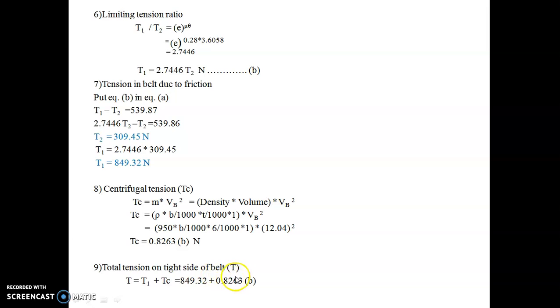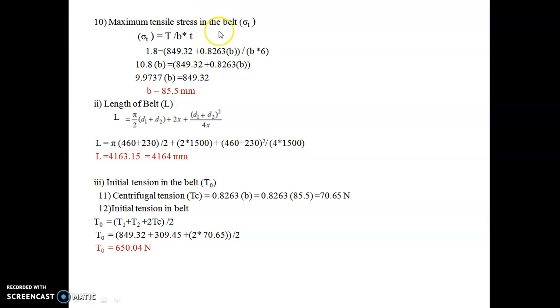The total tension on the tight side will be equal to T1 plus Tc. So maximum tensile stress in the belt sigma T is given by sigma T is equal to T upon B into t. By solving this equation we get B is equal to 85.5 mm. The length of the belt is L equal to pi by 2 (D1 plus D2) plus 2x plus (D1 plus D2) bracket square upon 4x. By putting all the values of D1, D2, x, we can get the value of L, that is 4164 mm.